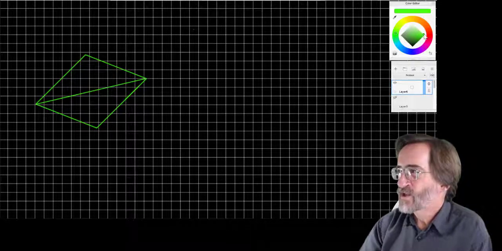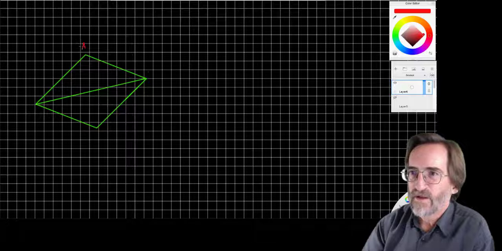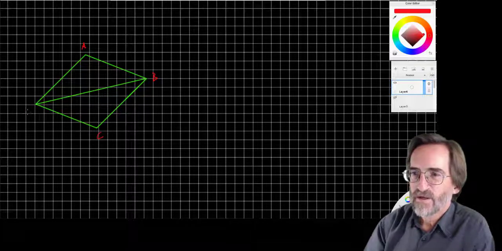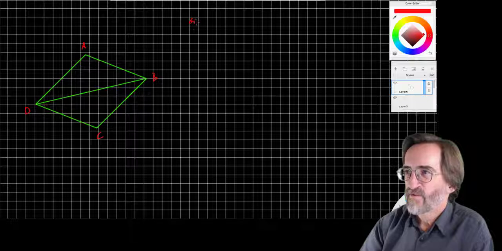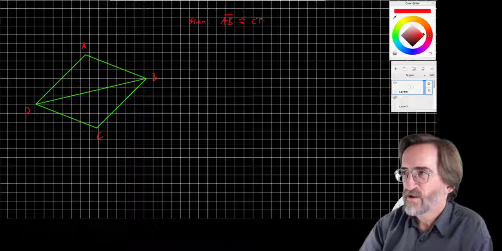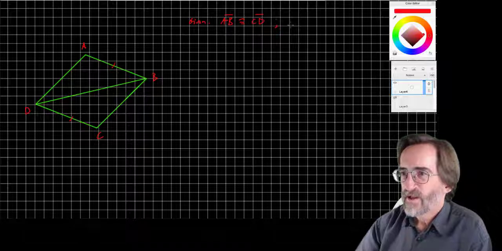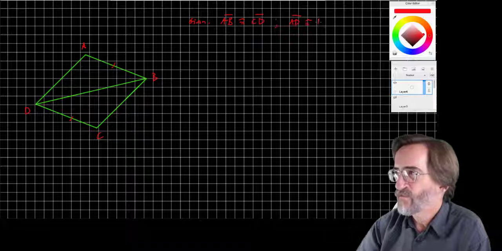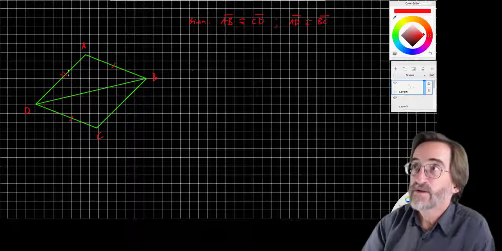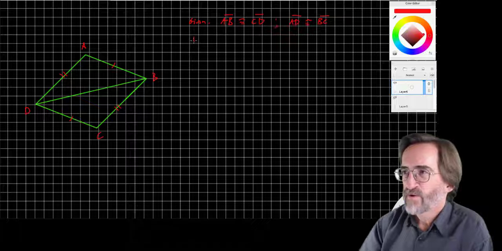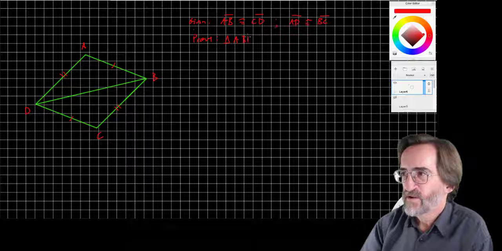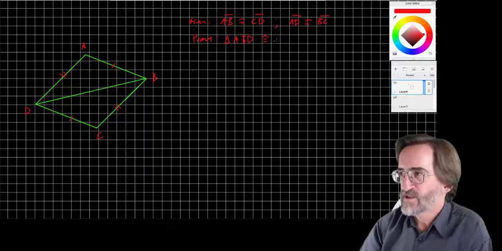And let's say we're given this information here. We're given AB is congruent to CD. So AB is congruent to CD. And we're given AD is congruent to BC. AD is congruent to BC. Prove triangle ABD is congruent to triangle BCD.